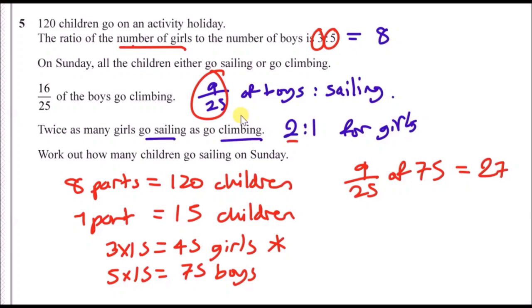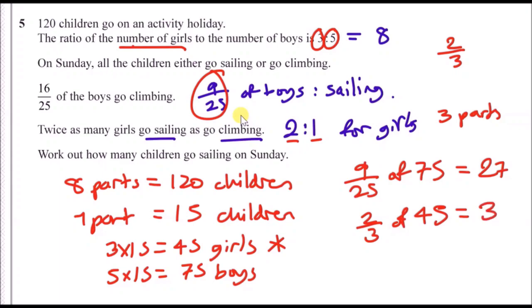We know that 2 parts go sailing, 1 part go climbing. This means there's a total of 3 parts for girls. So we can say off the bat that 2 out of 3, or 2/3 of girls go sailing. So we can say 2 over 3 of the total number of girls, which is 45, go sailing. And doing this in the calculator, 2 over 3 times 45 gives us 30. And therefore, the total number of children that go sailing must be 27 plus 30 equals 57. And that's it, guys. That's 5 done.